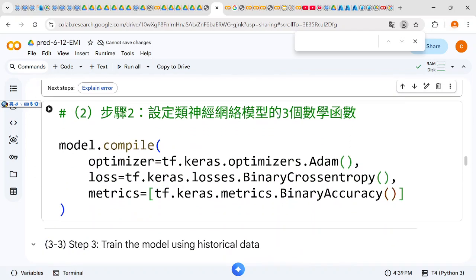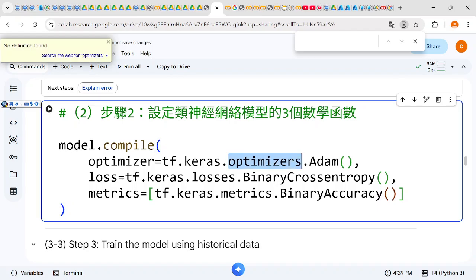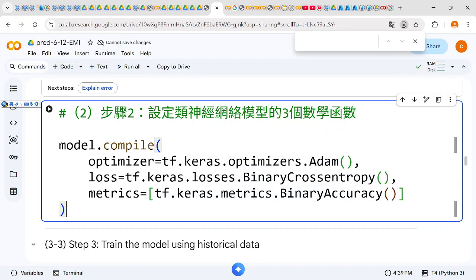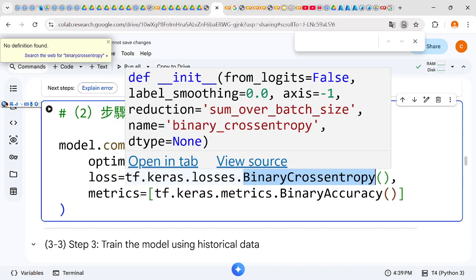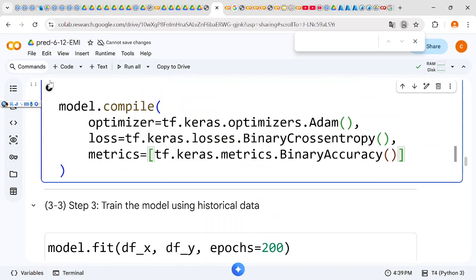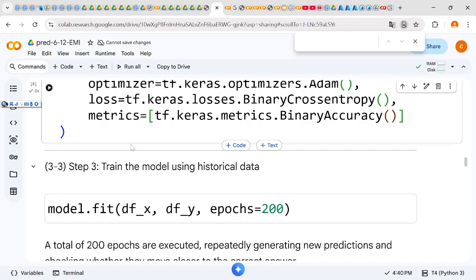So the optimizer is the update, that is right. Losses is binary cross entropy, that is also correct. Metrics is binary accuracy, that is also correct. But why do you have, okay, let me check. Well, okay, this is correct now.